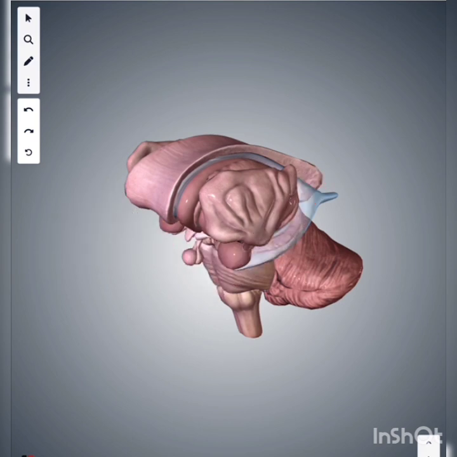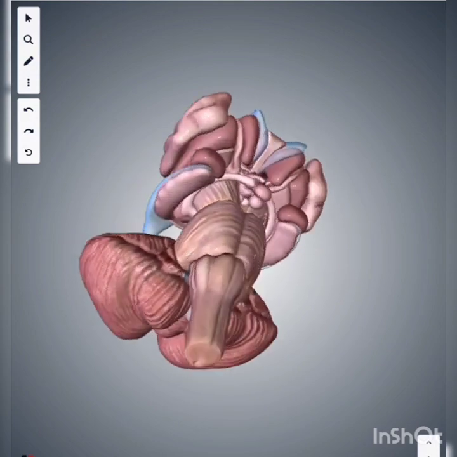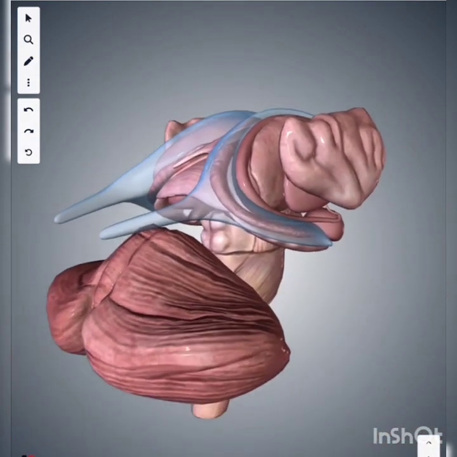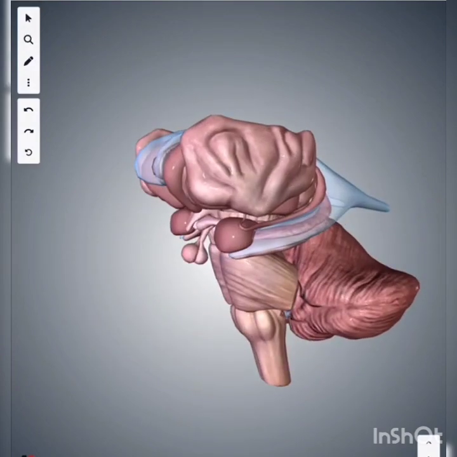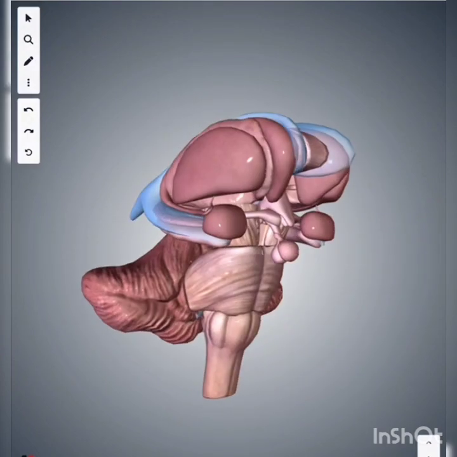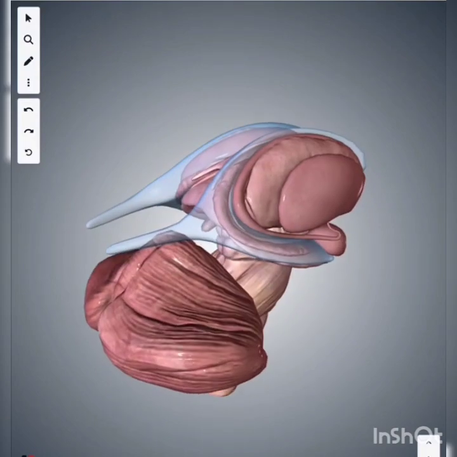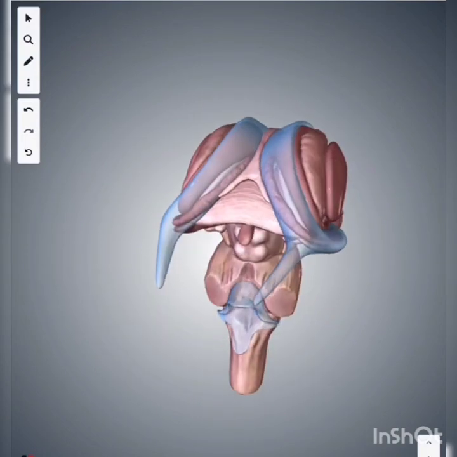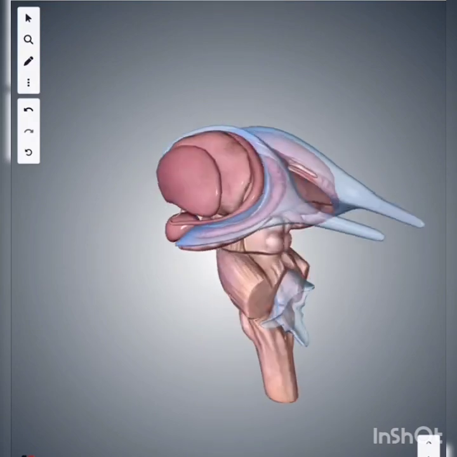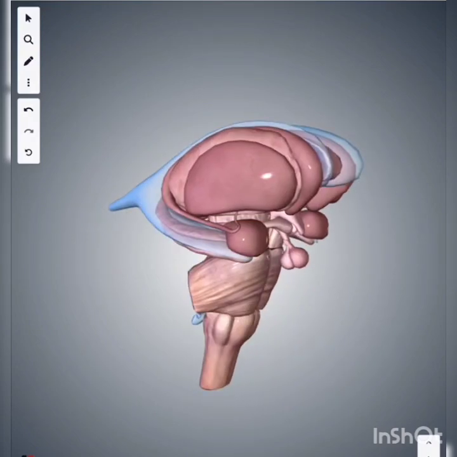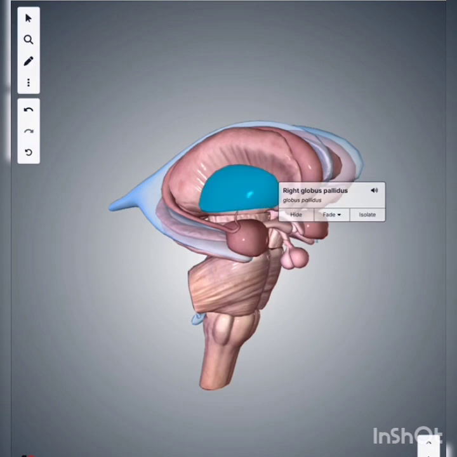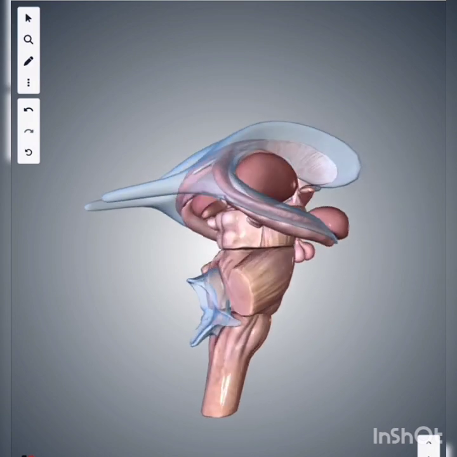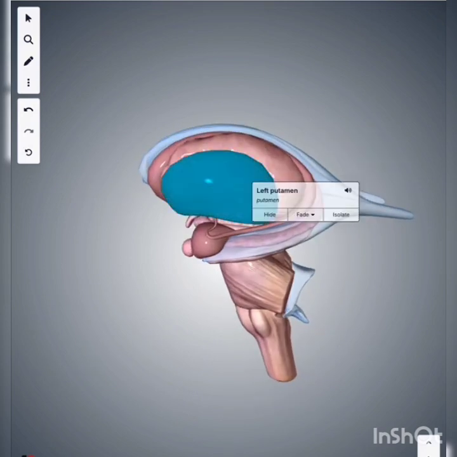So that is the brainstem being exposed. You can see the cerebellum also. And this is the cerebellum being moved away. Now you can have a closer look. This is the brainstem. This is the right putamen, globus pallidus and internal capsule, and the caudate nucleus being removed. And we will be doing similar things on the left side too.